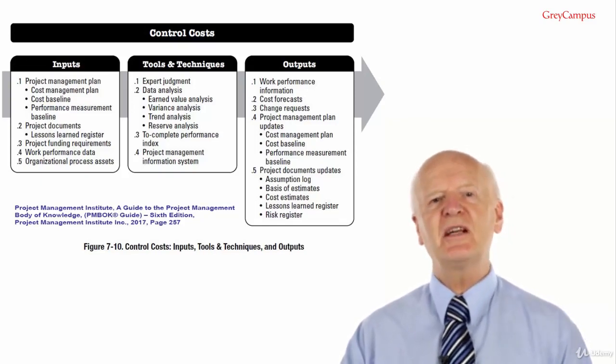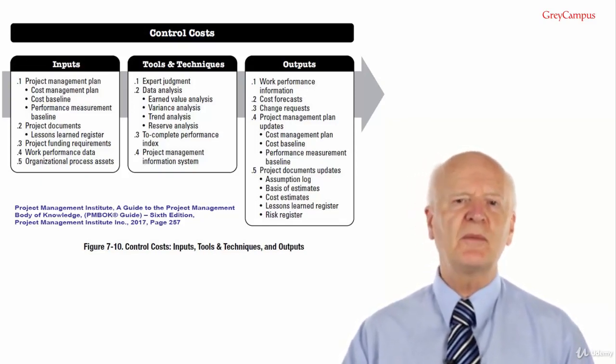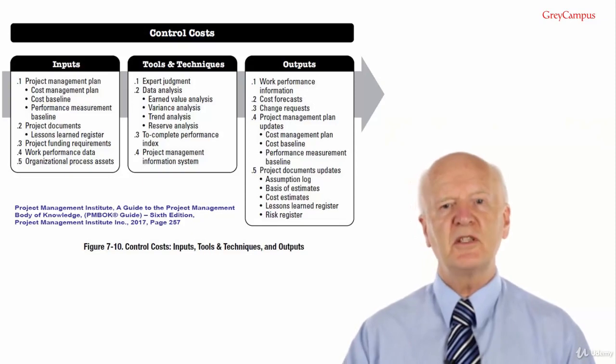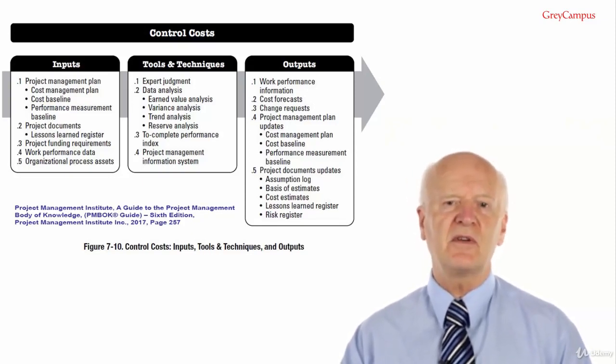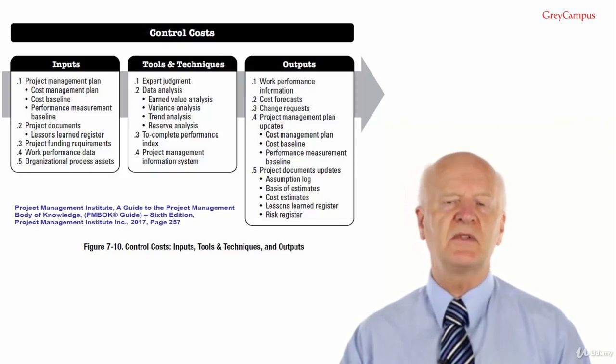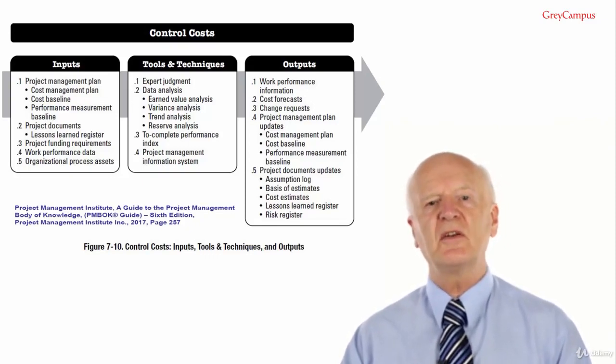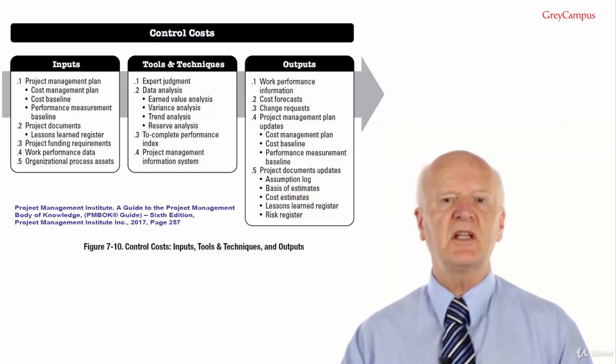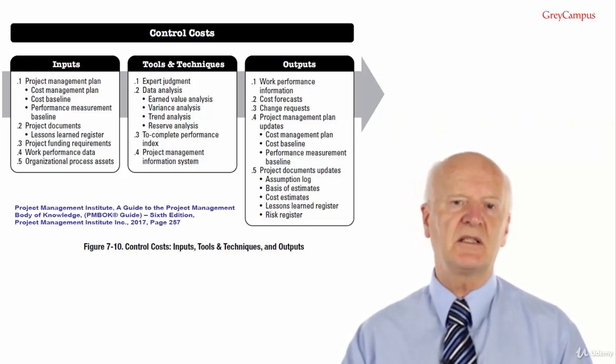Input number 2, project documents. Examples of project documents that may be considered as inputs for this process include the lessons learned register. Input number 3, project funding requirements. The project funding requirements include projected expenditures plus anticipated liabilities.